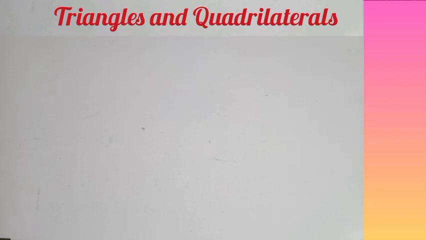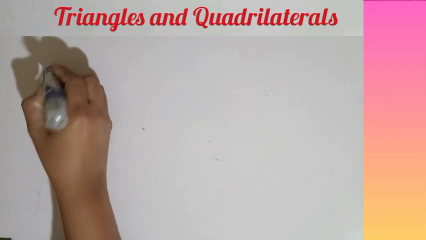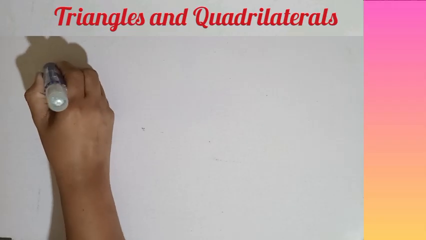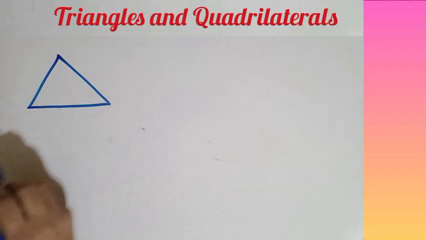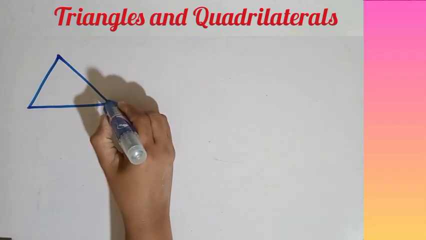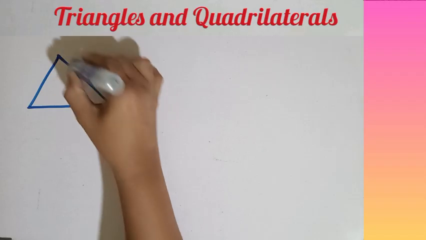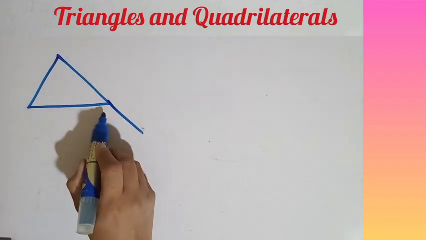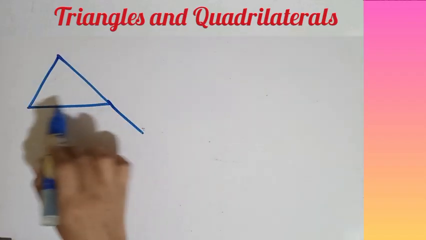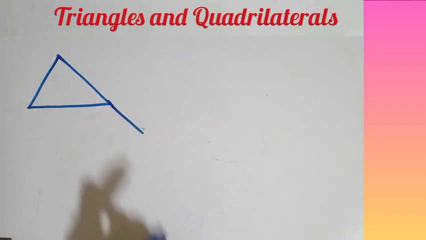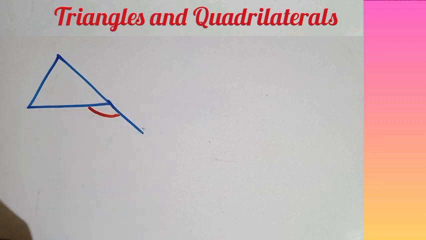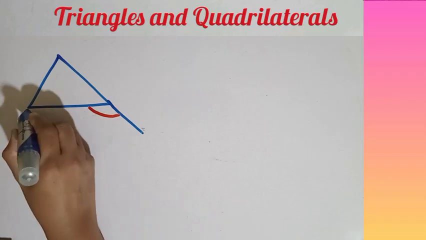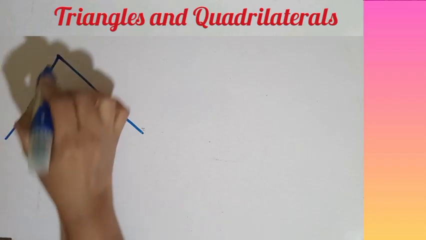Next, what are the exterior angles of a triangle? I'll draw a triangle like this. Then I am going to produce this side to this direction. So this is a single straight line. Then the angle between the side of the triangle and this produced side is named as an exterior angle of this triangle. We can produce the other sides also like this.